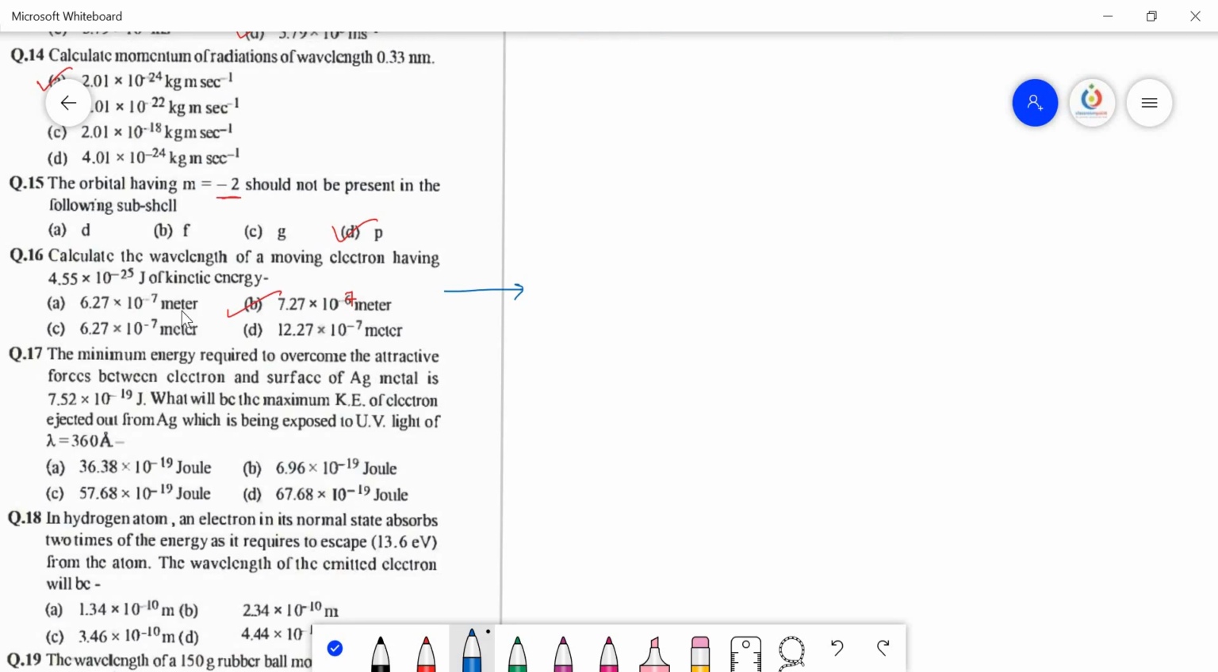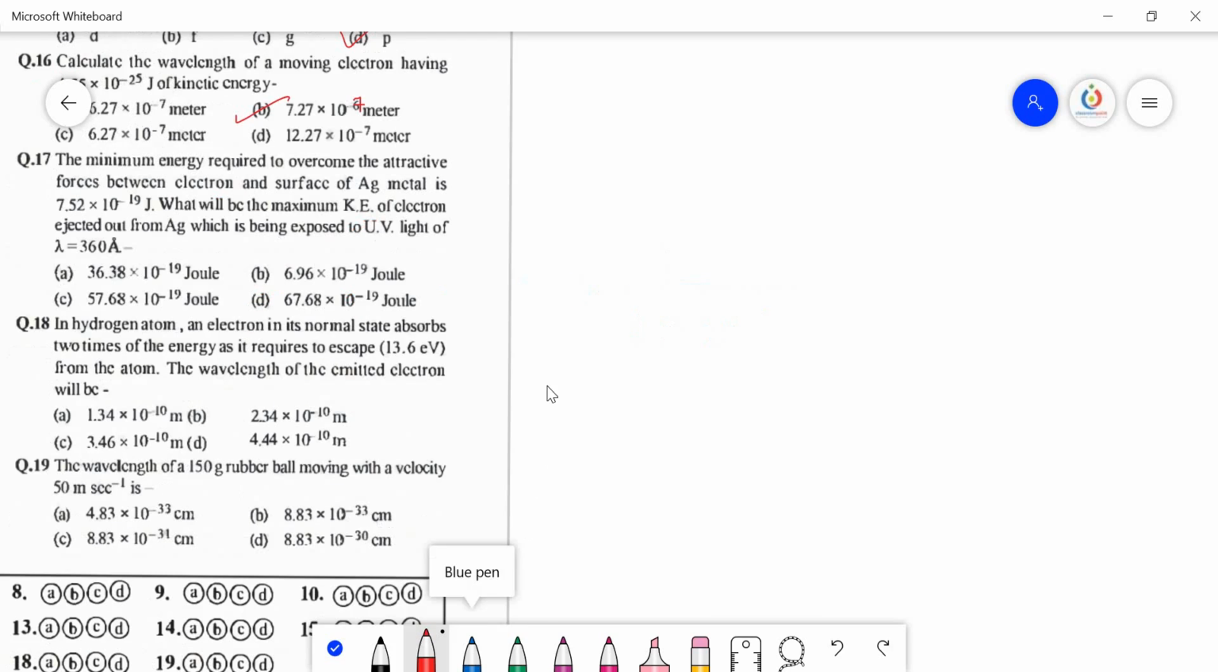Alternatively, you can use another formula, the same formula: lambda equals h divided by root of 2m KE. This is de Broglie's wavelength formula, where you have the h value, this is the mass of the particle, and this is the kinetic energy. Directly you can substitute all these values and you will get the lambda value.